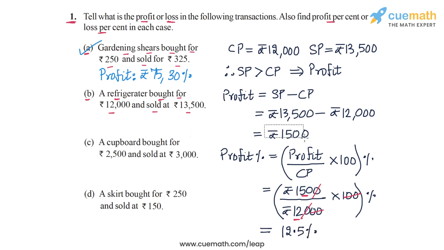So the profit is rupees 1,500 and the profit percentage is 12.5%. Let's write this below part B. In part B, a profit was made and the profit value is 1,500 rupees and the percentage is 12.5%. So this is the answer for part B.